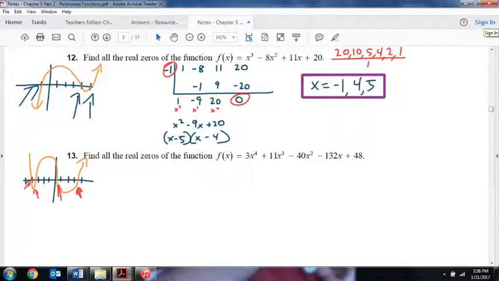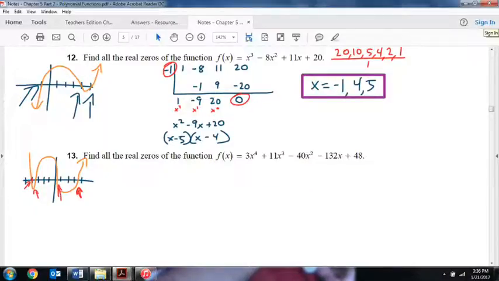16, not 16, and 4 is a possibility. That's right, -4 is a possibility because 12 is a factor of 48, and 3 is a factor of my leading coefficient. 12 divided by 3 is 4. So 4 is a plausible one to try.